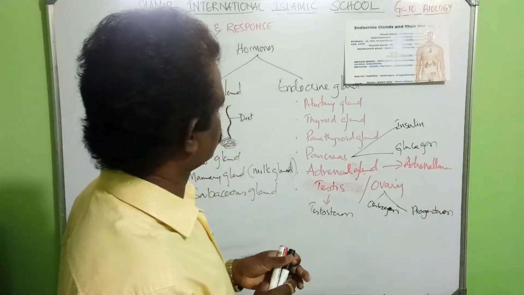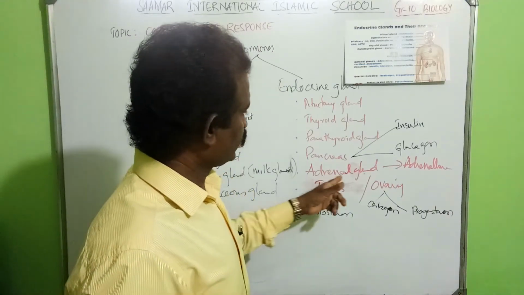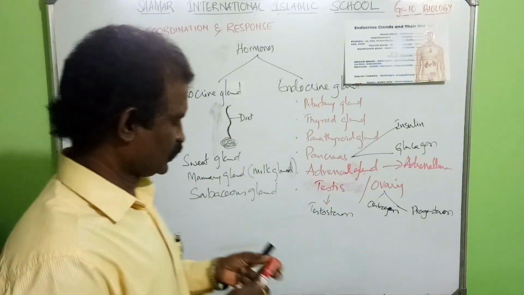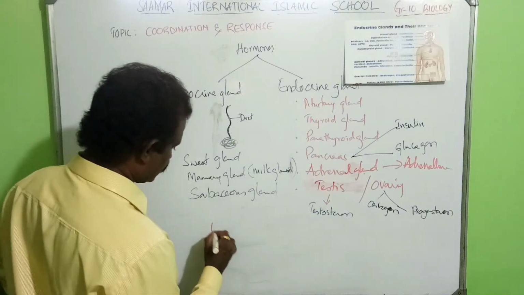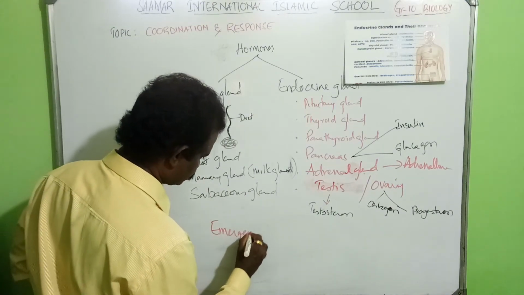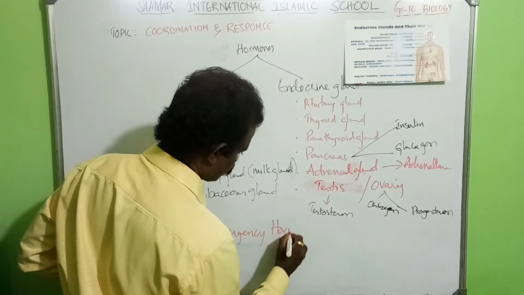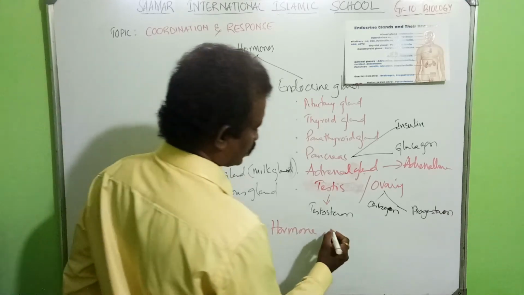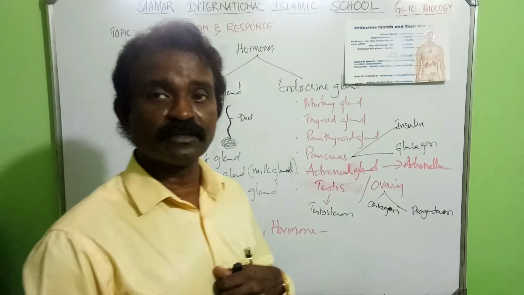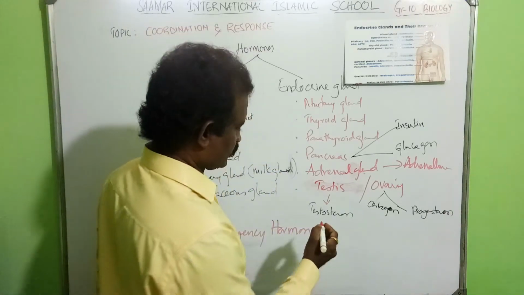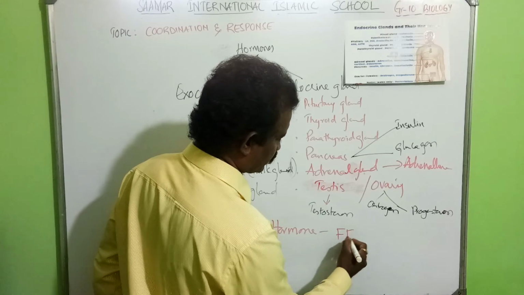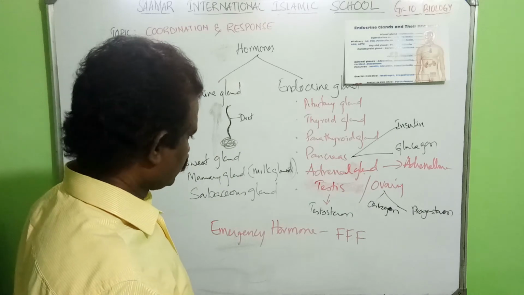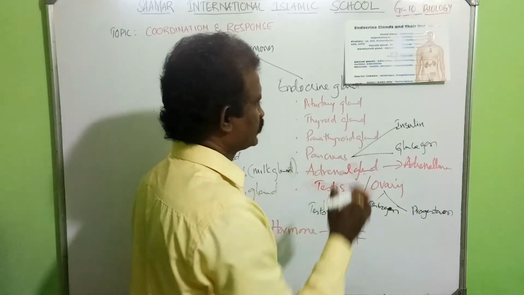Now let us go through what each does. Adrenal gland is very important. Adrenaline is also called the emergency hormone. Why do we call it the emergency hormone? They are released during fear. That means these hormones are released in our body when you are in fear. So it is also called the FFF hormone, that means fight, flight, fright. Next one, pancreas. In pancreas, we have insulin.